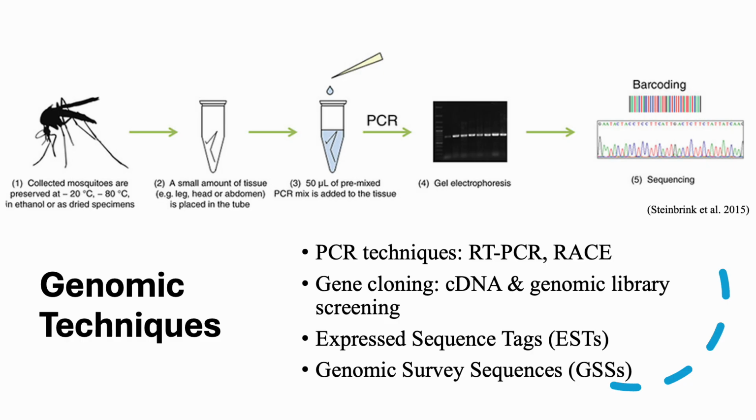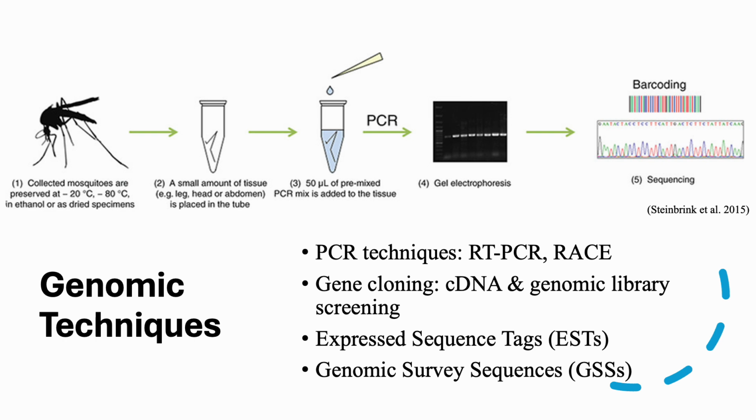Another portion of the chapter goes over identifying new genes in mosquitoes and identifying their function. So the entire mosquito genome sequence would help us ask more questions about what genes are involved in things like disease transmission, development, and behavior. Some techniques I want to point out that the chapter went over are PCR, library screening, expressed sequence tags or ESTs, and genomic survey sequences or GSSs.